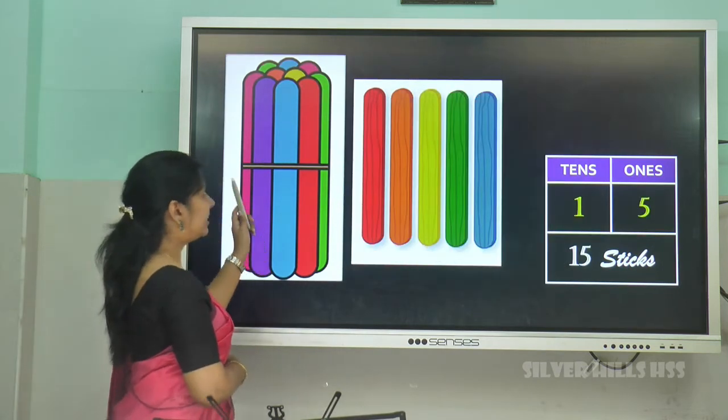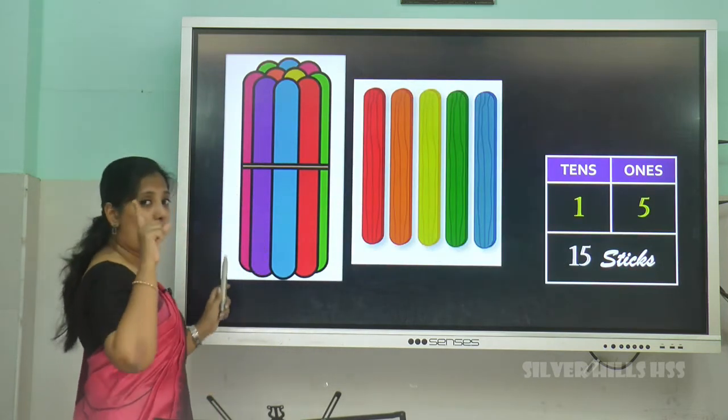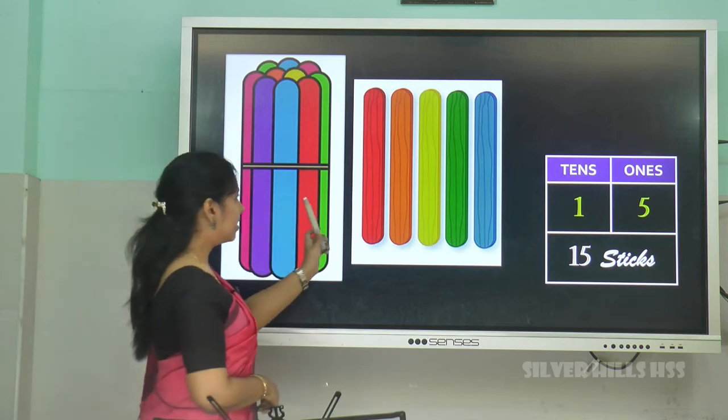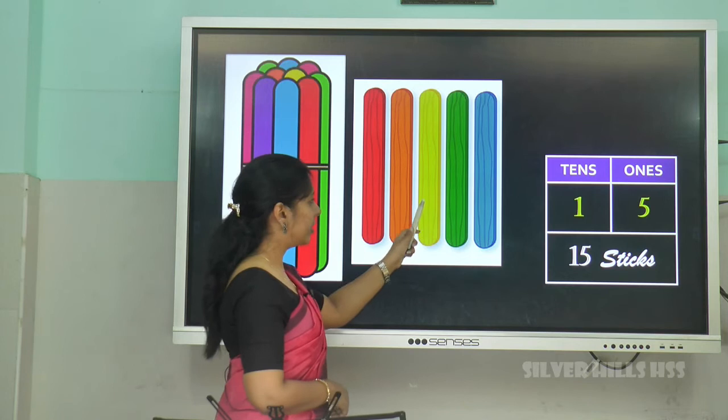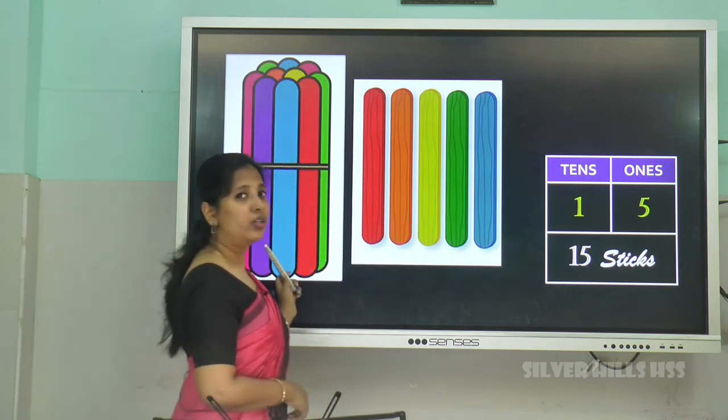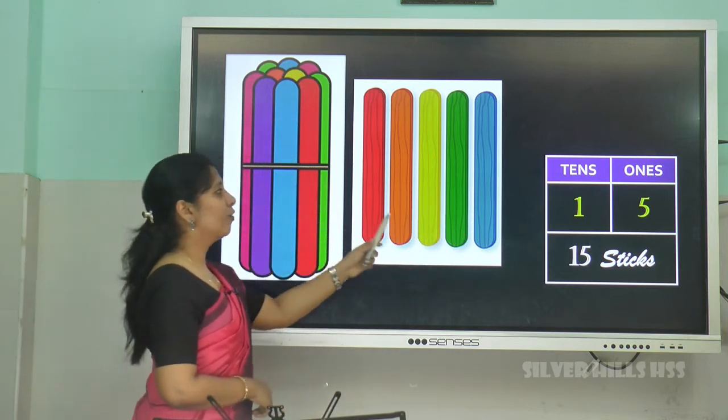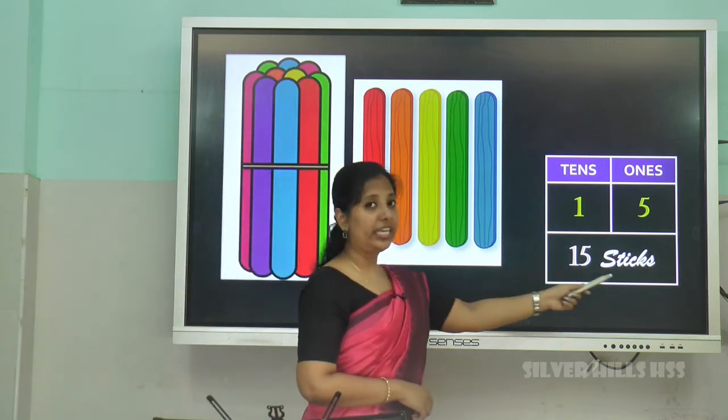You can see 10 sticks here, that is 1 tens. And how many sticks here? 1, 2, 3, 4, 5. So, 10 plus 5 equal to 15 sticks.